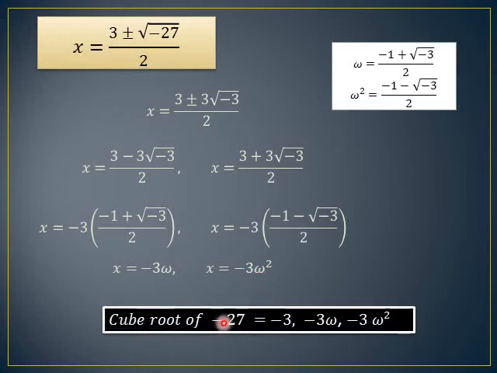So we found the cube root of minus 27. X was the cube root of minus 27, so I have replaced it. And we are having 3 values. One is minus 3, the other is minus 3 omega, and the last is minus 3 omega squared.